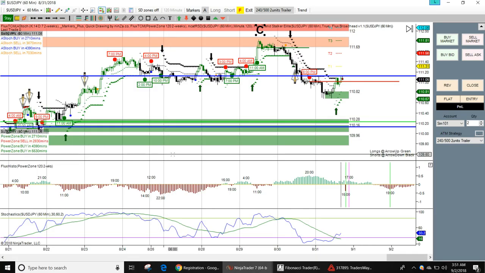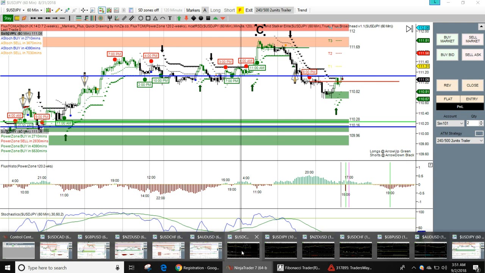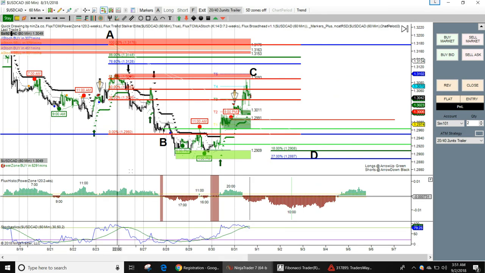All right, we're on the trend store for elite here. And the first one is going to be the US dollar Canadian. All right, the US dollar Canadian hit its swing. The bounce was an 8.6, and it was at around 31.77, and it just dropped, traders.